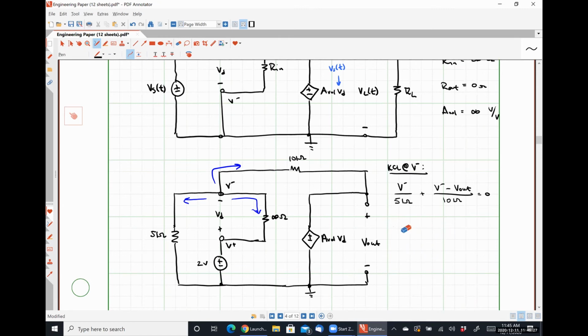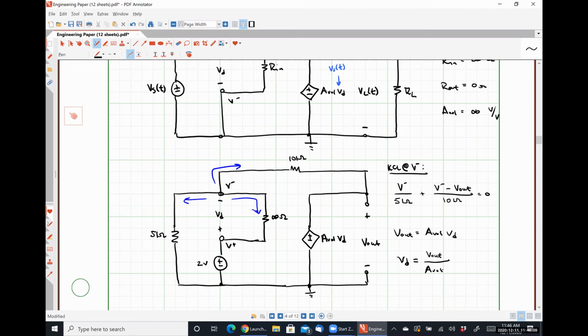So we know that V out is going to be exactly AVOL times VD. Here's what I was forgetting. Sorry about that. That means that VD is equal to V out divided by AVOL. Anybody got a problem with that? A little bit of algebra there.